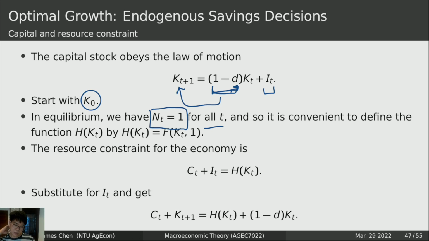Okay. So since nt is always 1, it is convenient for us to simply define a function called h of kt, and h of kt is just f of kt and 1, because there's one variable that we never use. If we do this, then the resource constraint of this economy, the expenditure identity, will be c plus i equals h of kt, because h of kt is just yt. That's the total production.